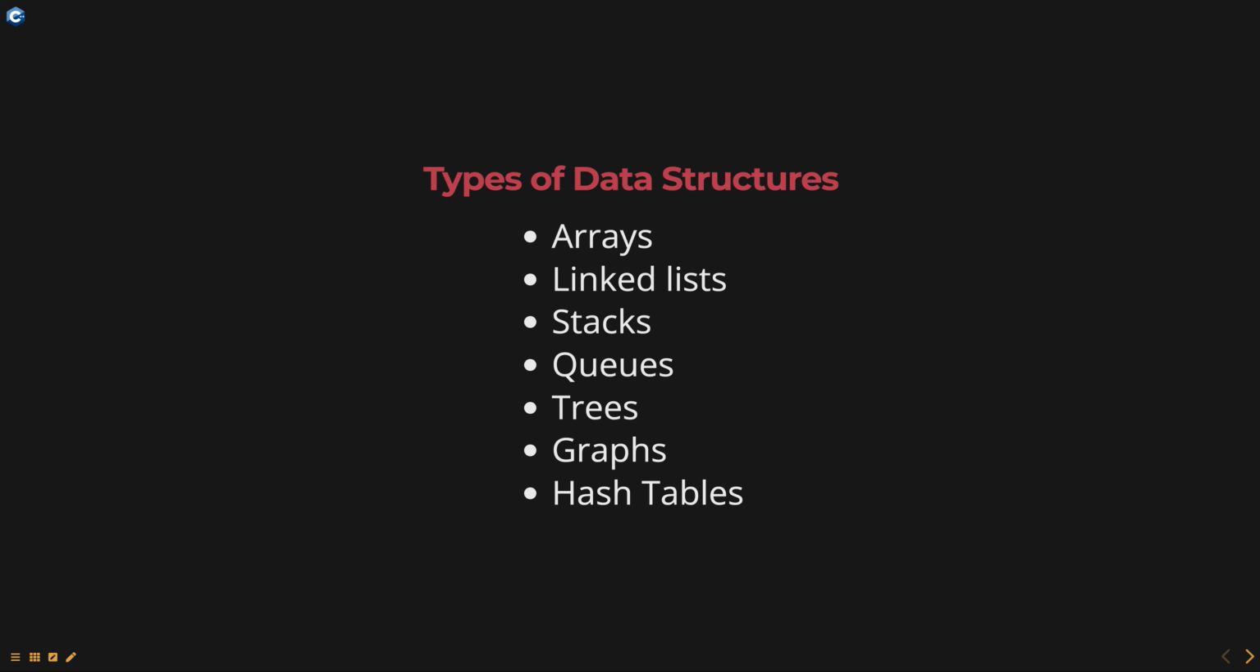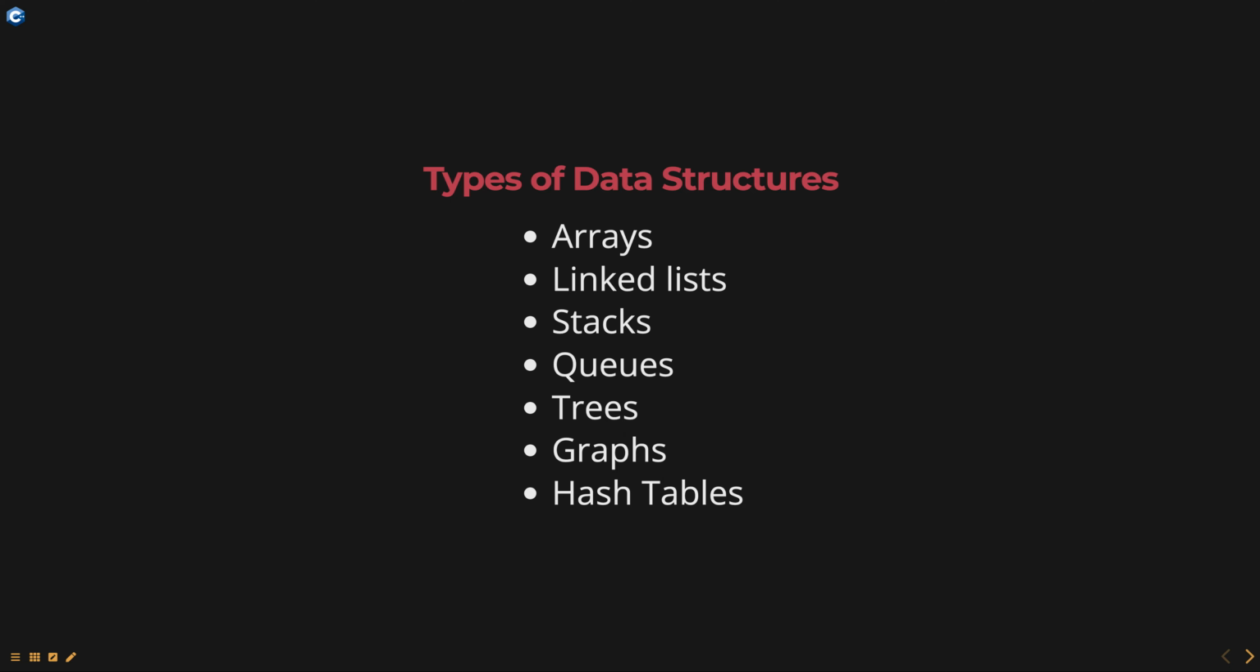Graphs. A graph is a collection of nodes and edges where nodes represent objects and edges represent relationships between the objects. Graphs are used to represent complex relationships between objects and for searching and analyzing data.